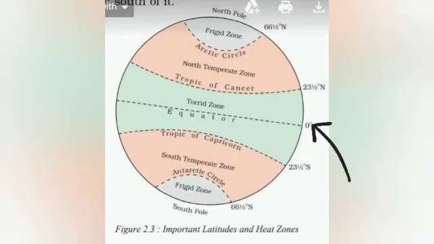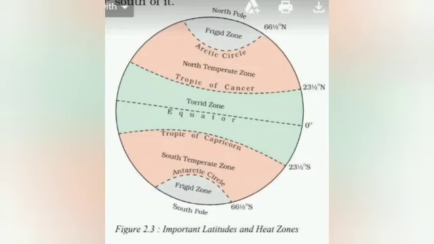You can see in this picture the equator, that is 0 degree, and it divides the earth into two equal halves horizontally. The part of the earth located to the north of the equator is called the northern hemisphere, and the part located to the south of the equator is called the southern hemisphere. So this is about the important latitudes.